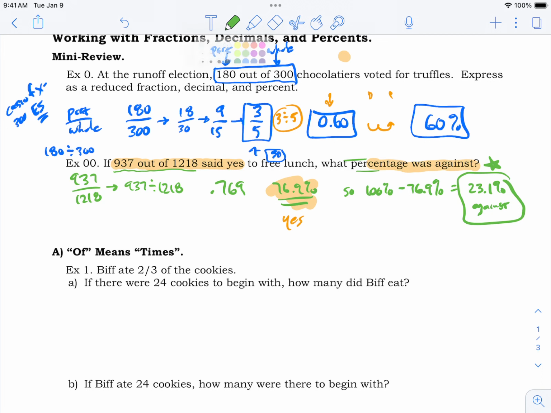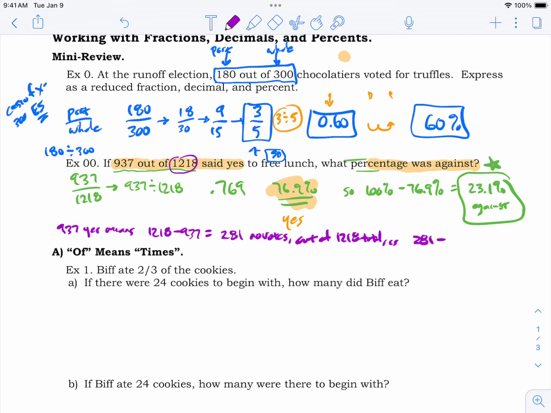So anyway, another way you could do this one, and let's maybe do it in purplish, is you could say, well, 937 yes means that everybody else said no, and there were 1218 altogether, so if you subtract the 937 yeses, you end up with 281 no votes. And you always say out of the total, out of 1218 total, so if you do 281 divided by 1218, guess what? You're going to get 23.1%. Of course you will.